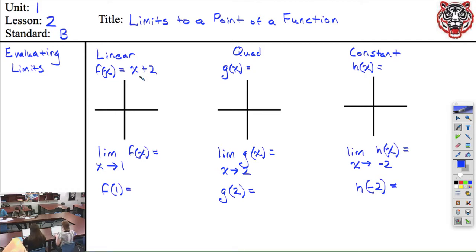Let's see if we can make that graph on our own. I'll give you guys 20 seconds. You might have to make some lines of your own. All right, do we get that function? X plus 2. You can check up on the board.